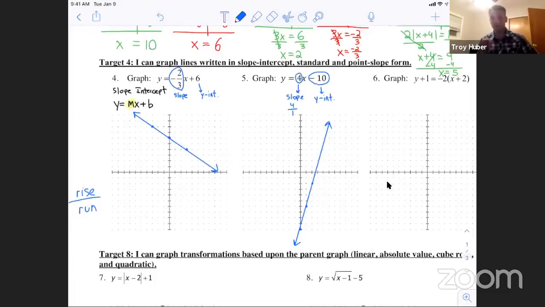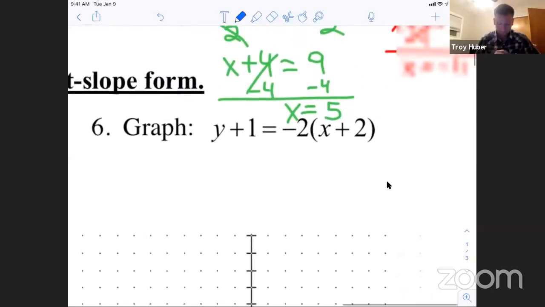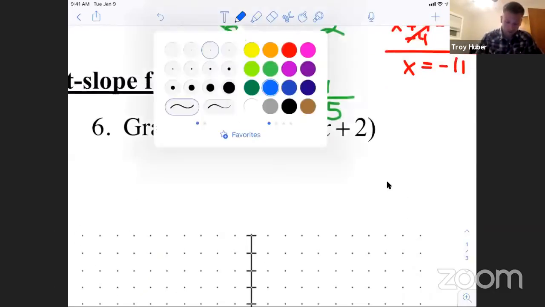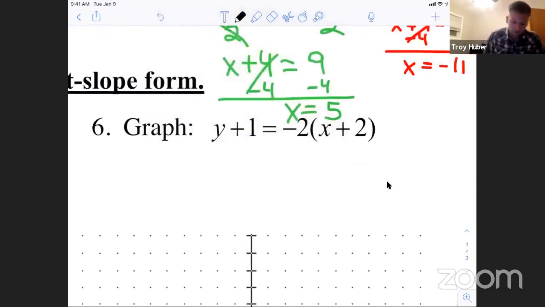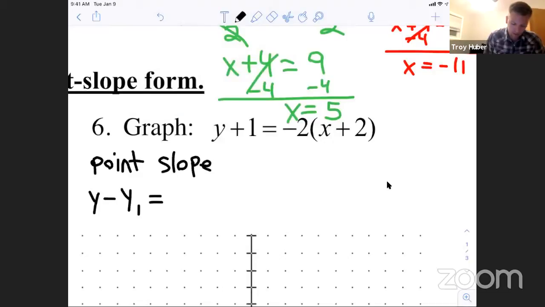So slope intercept gave us the slope and the y-intercept. Point slope form gives you the slope and a point. All right, clever name, right? So a general formula for point slope form is y minus y1 is equal to m times x minus x1.